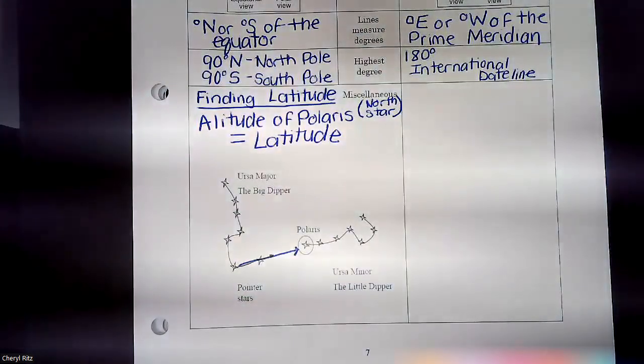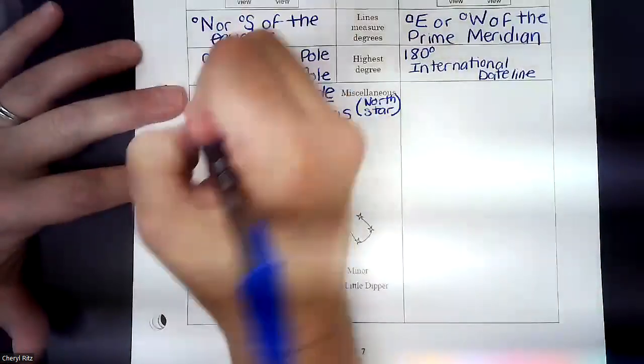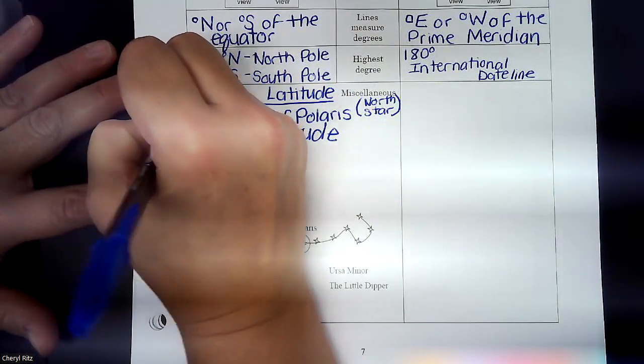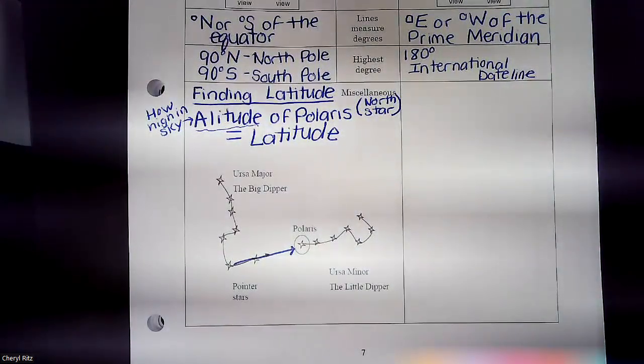Do you guys know what the word altitude means? Yep. If you did not know that, altitude means how high in the sky. And we measure this in degrees. So not degrees temperature, but degrees like an angle, which works conveniently because latitude is also measured in degrees. So if you can find the Big Dipper and it points to the handle of the Little Dipper, you have now found the North Star, Polaris, and you know your latitude.